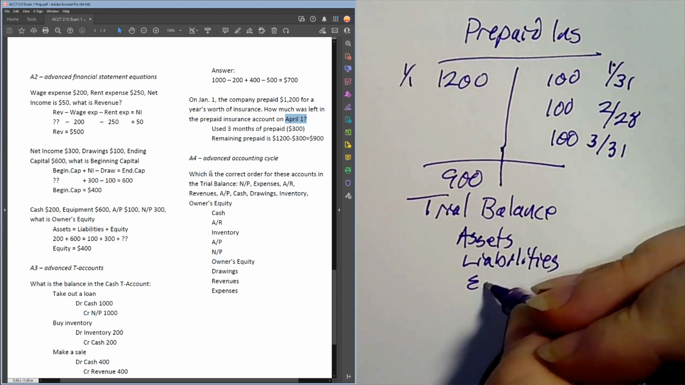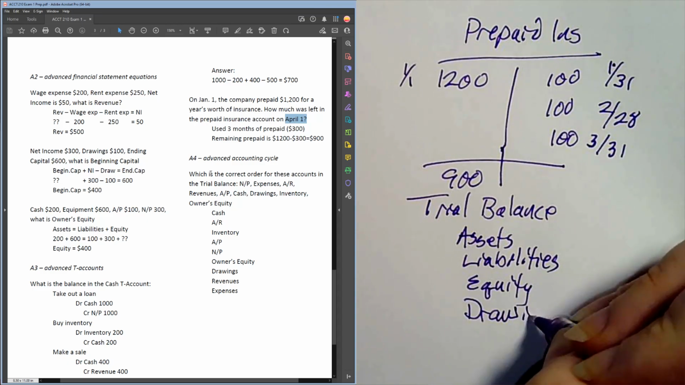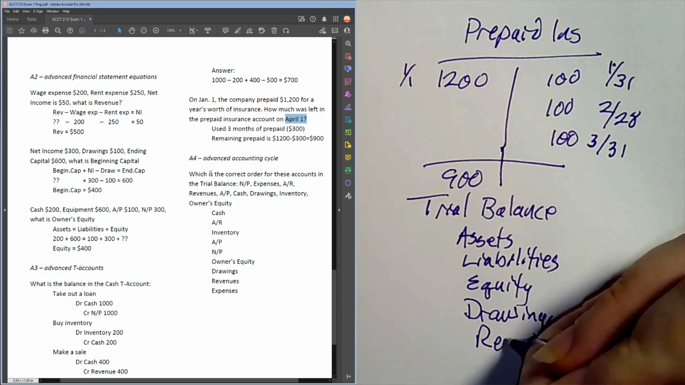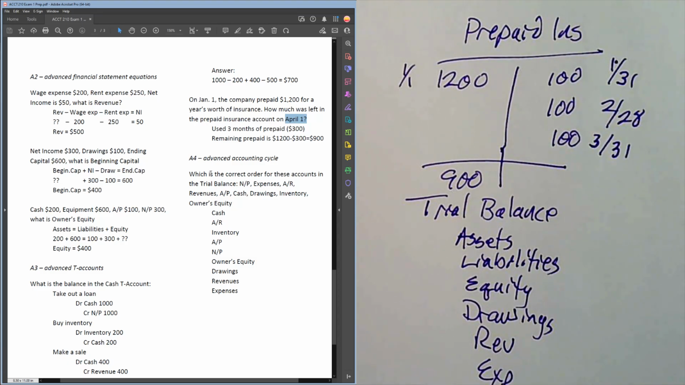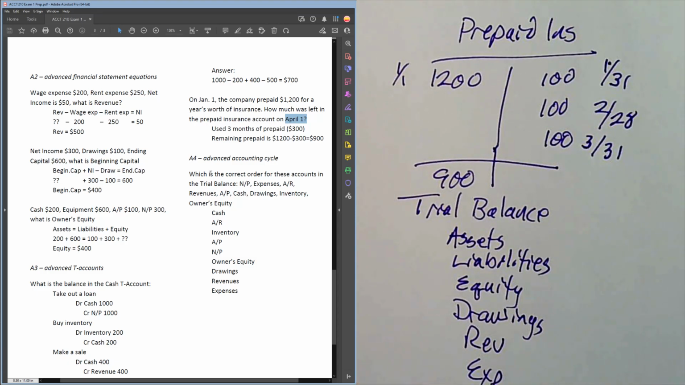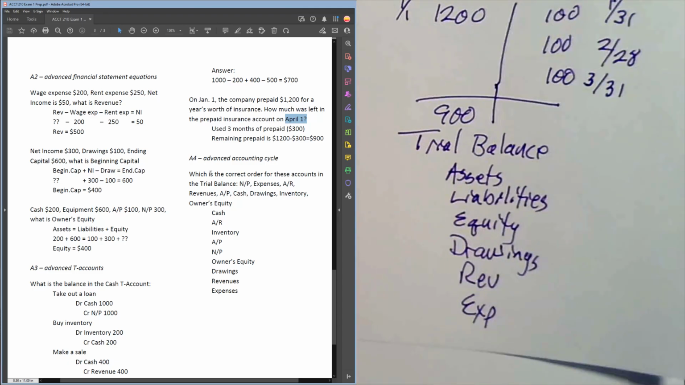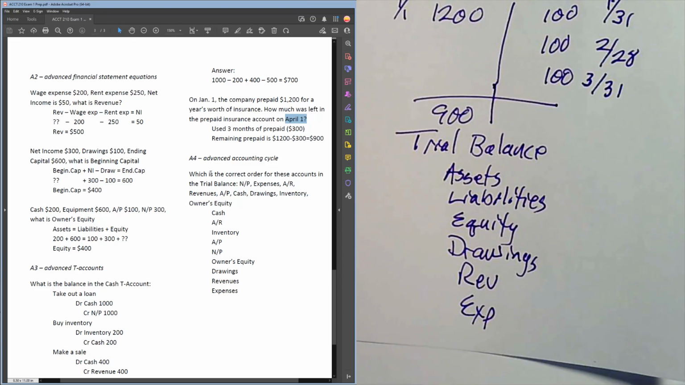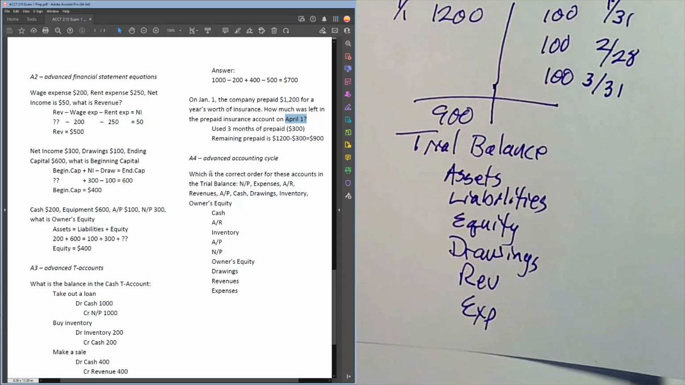and equity, and drawings, and revenues, and expenses. So I might ask a question where I might list 2 things, and I might say which comes first in the trial balance. So I might say we have cash and we have expenses. Which comes first, the cash or the expenses? And you'd have to know cash is an asset, therefore it would come first in the trial balance.